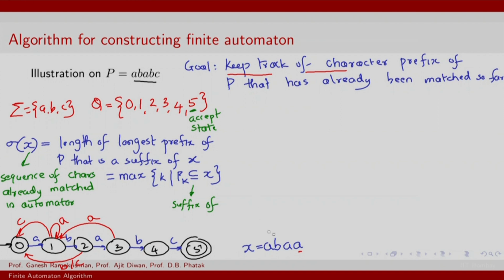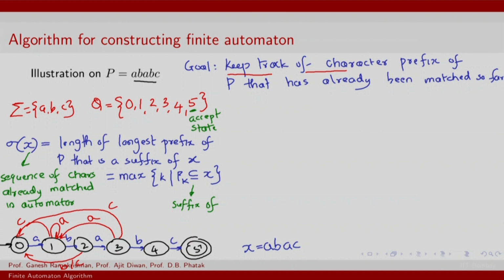What if my next character was a B? Well, we already know, we go to 4. And now what if my next character was a C? What's the length of the longest prefix of P that's a suffix of X? Unfortunately, it is 0. So this will mean that at state number 3, when I see a C, I go back to 0.